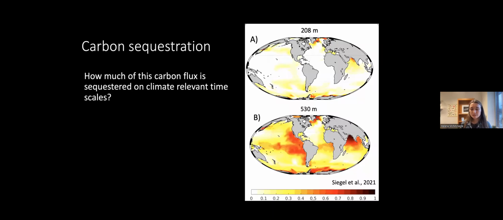And we based this piece of the analysis on Dave Siegel et al.'s 2021 paper, where they estimated what proportion, shown in the colors on the bottom scale bar here, of carbon that is injected at, say, 200 or 500 meters is getting sequestered on a climate relevant time scale, here they choose 100 years. And so what we see at our study site is that around 10 or 20% of carbon is getting sequestered on these longer time scales if it makes it to these depths. And so that's another piece that we add to the analysis.